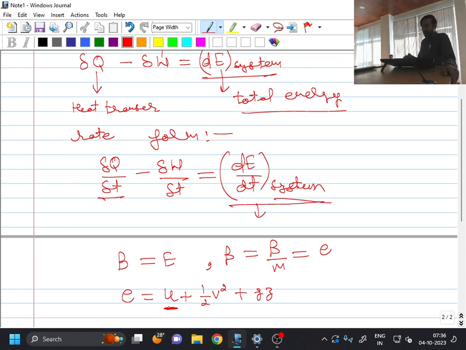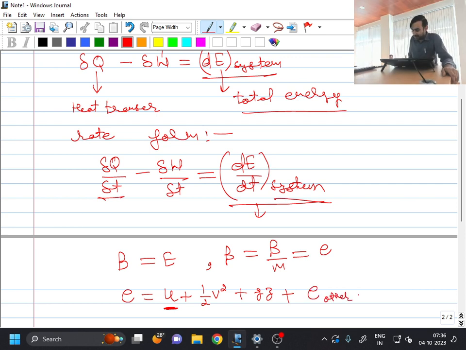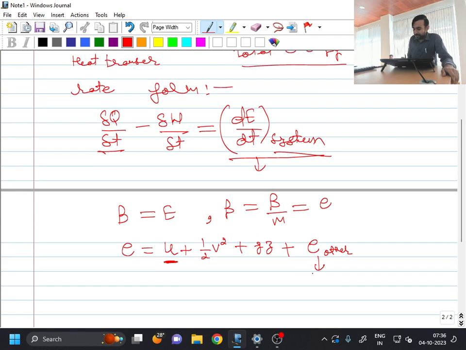Okay. So if I have to account for the chemical interactions, chemical reactions, nuclear reactions, then I have to use some additional energy which will be accounting for other interactions such as chemical or nuclear. So this is one very important point.